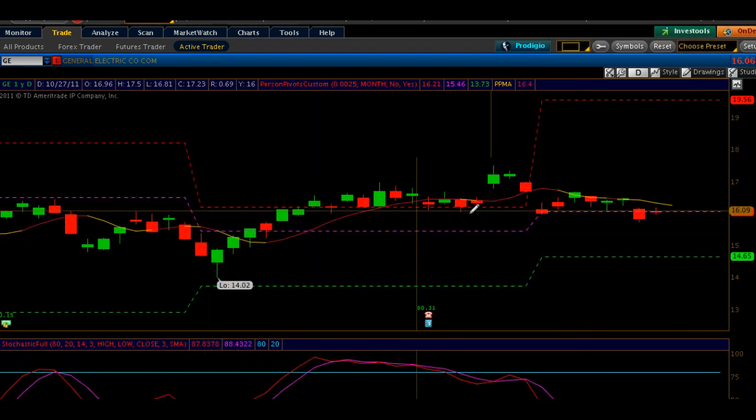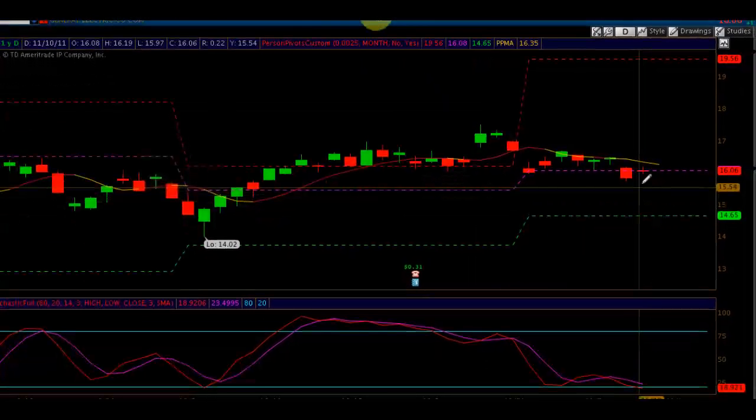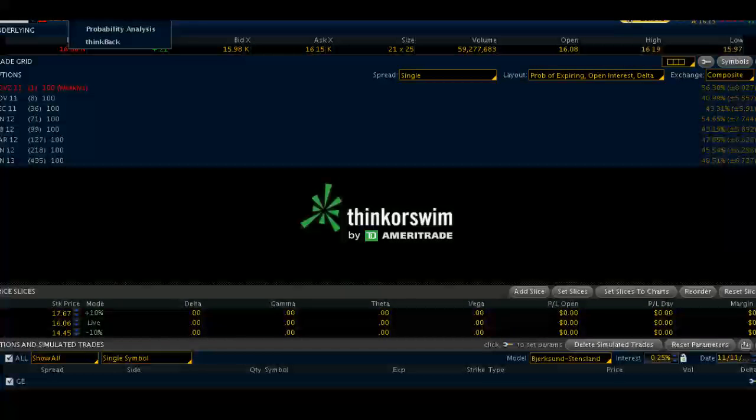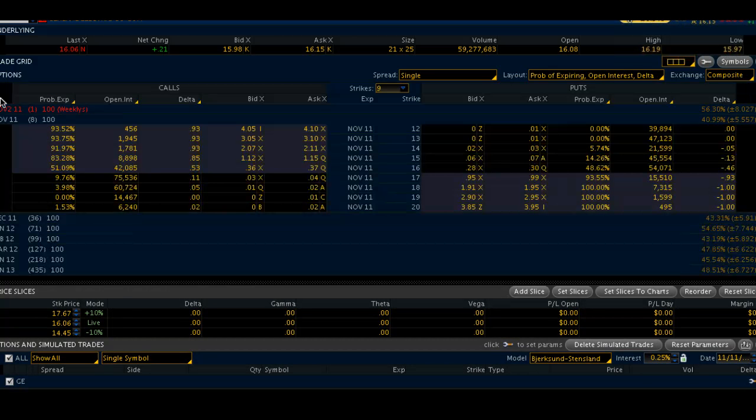So what you could do as far as options, if you really wanted to play options in a low risk trade, you could come over here and go to Analyze and go to your GE. Let's say you want to do November. You got 8 days to expiration. On your left-hand side, you got your calls. On your right-hand side, you got your puts.